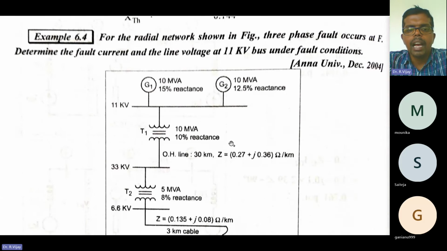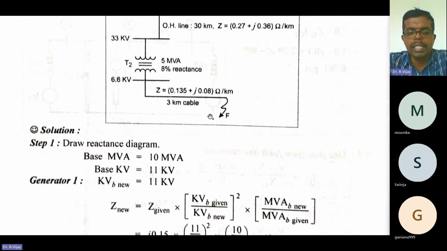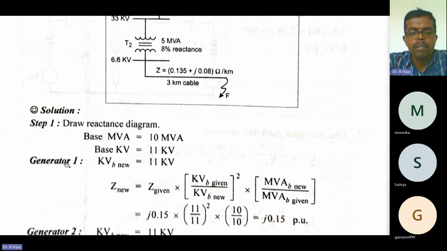So already we have seen how to calculate the base MVA, what the base kilovolt is, everything in our previous class. If you don't follow, I will give a link in the comments so that you can click and also know how the base MVA and base kilovolt have to be chosen, and what the formula for calculating the new impedance value is. Everything we have already discussed in the previous class.